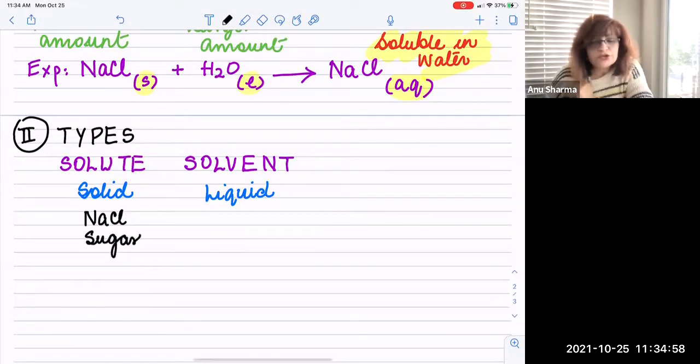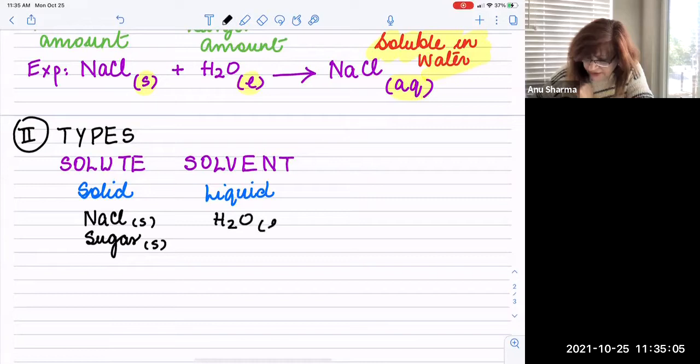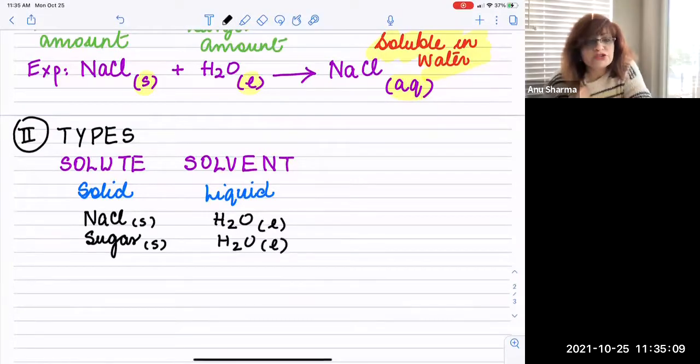Okay, sugar is also a solid. So solid and solid mixing in water. Water is a liquid. So in that case, the solution that is formed looks nice and clear.